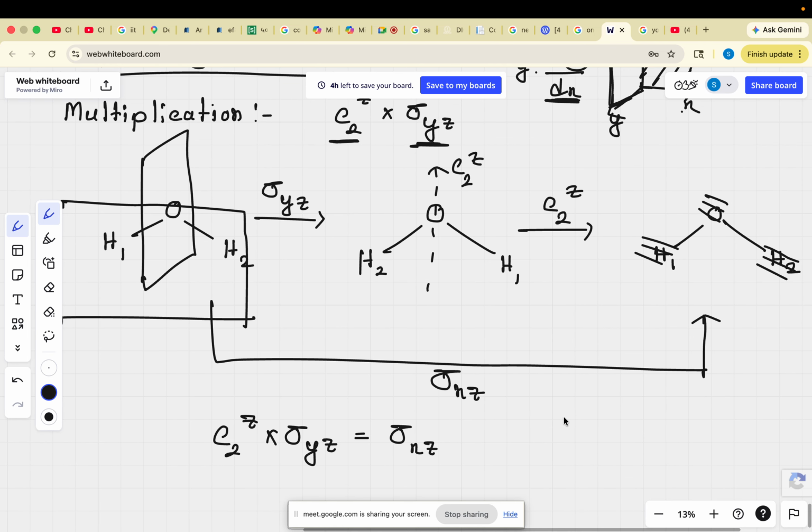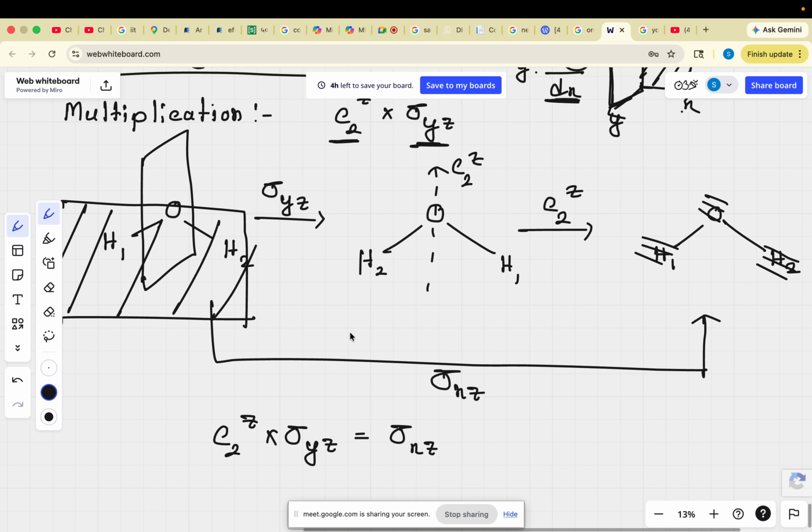Initially I have here H1, H2, sigma yz. If you take the mirror image of that, you get H2, H1. Then you rotate by 180 degrees, and you get the back face of the molecule, but a symmetrical structure. Now if I place a mirror in front of this molecule, you can see the back face of the molecule, and that is your sigma xz.